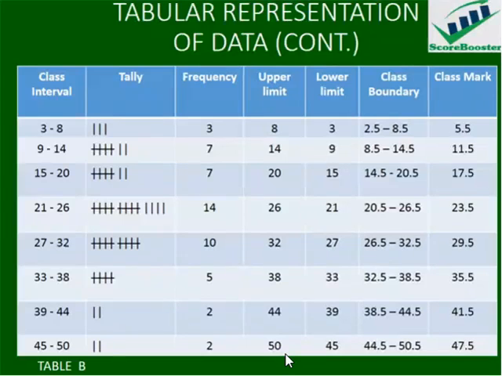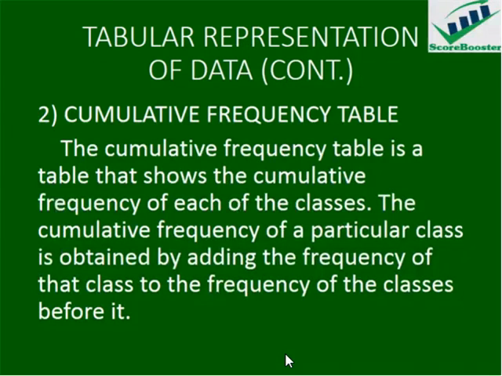So let's move to the cumulative frequency table. A cumulative frequency table is a table that shows the cumulative frequency of each of the classes. The cumulative frequency of a particular class is obtained by adding the frequency of that class to the frequency of the classes before it.